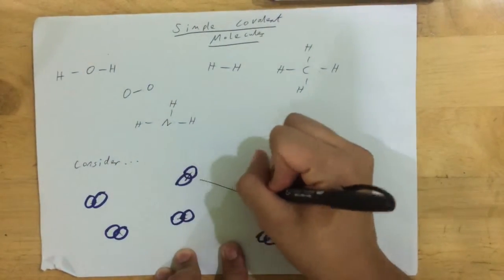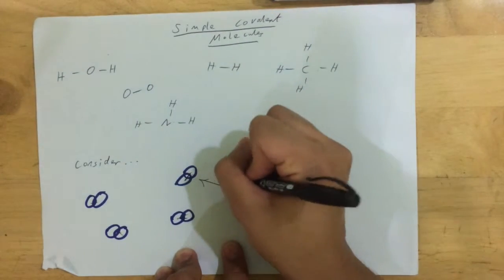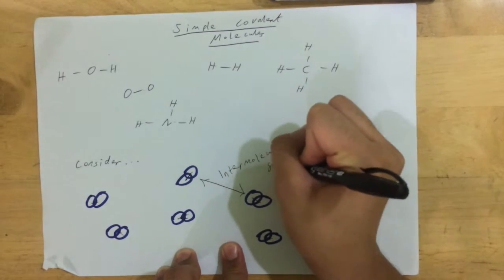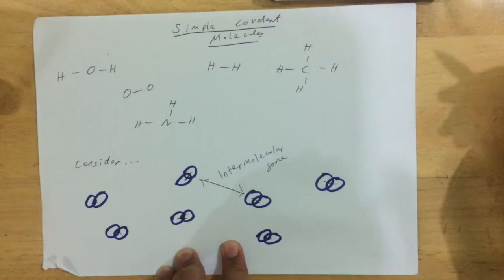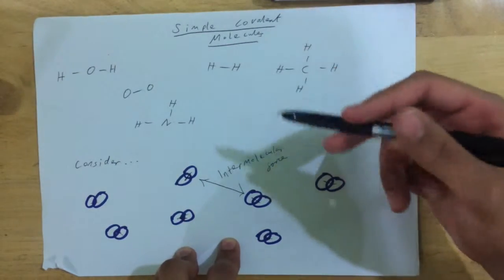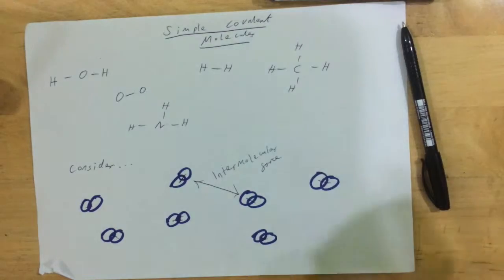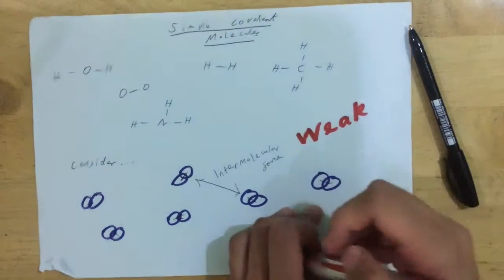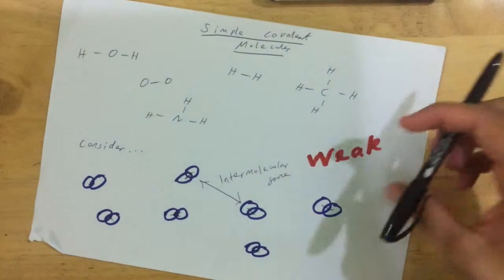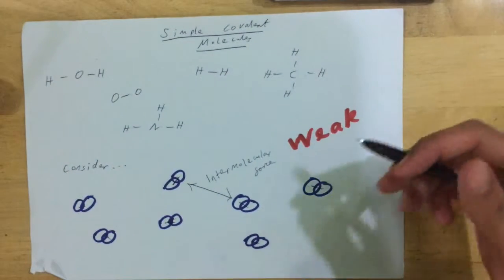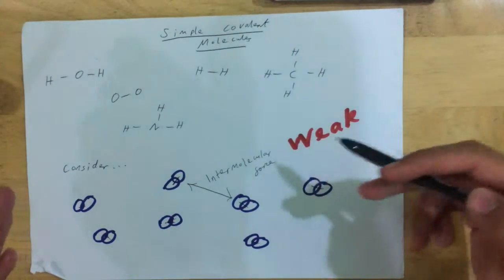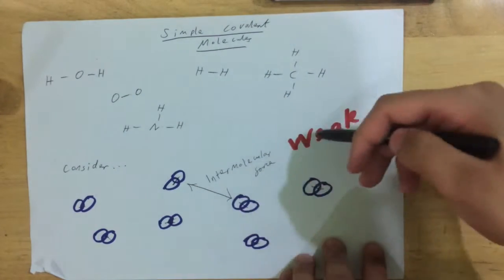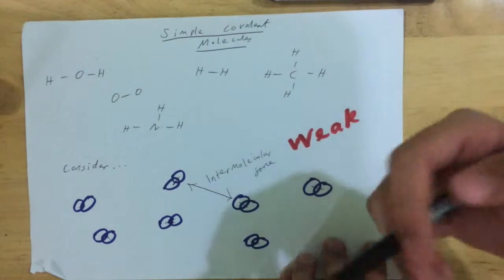But between each molecule, this is what we call an intermolecular force, an intermolecular force of attraction. And for simple covalent molecules, this intermolecular force of attraction is very weak. And this intermolecular force is the force you overcome when boiling a liquid. And so this is why simple covalent molecules have a low boiling and melting point, because of the weak intermolecular forces, which are easily overcome.